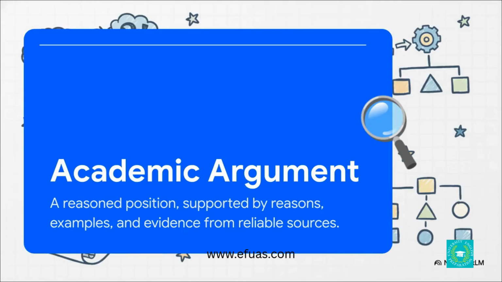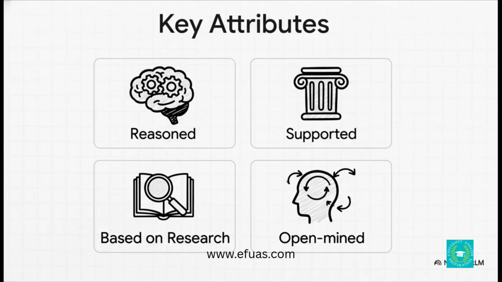So here it is, our main definition. An academic argument is a reasoned position on a topic. And it's not just floating there on its own. It's supported by reasons, examples, and evidence from sources you can trust. It's not just about what you think, but why you think it, based on real information. So every strong academic argument really has these four key ingredients. It has to be reasoned, which just means it's logical and makes sense. It has to be supported, so it's backed up with proof. It's based on research, not just what you feel. And, super importantly, it's open-minded. It shows you've actually thought about other perspectives.